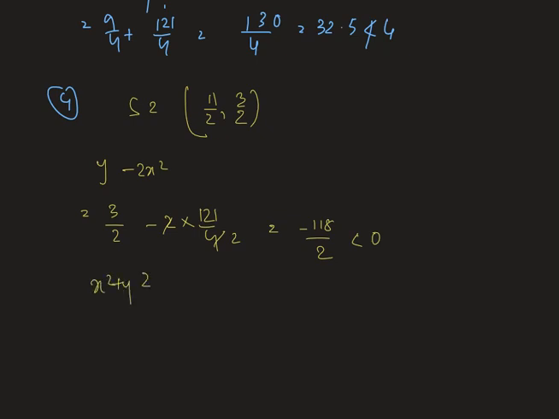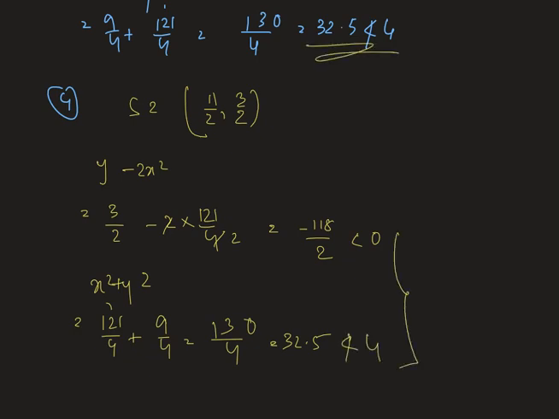Now let's check for the second equation. Here we get 121/4 plus 9/4, which results in 130/4, which is the same as the previous one. So it also doesn't satisfy any of the equations, hence it is also a wrong option.